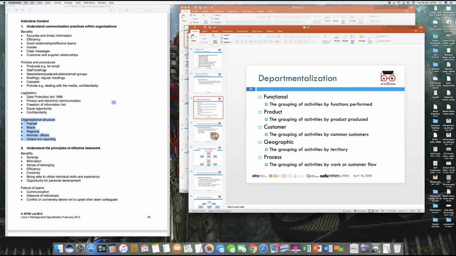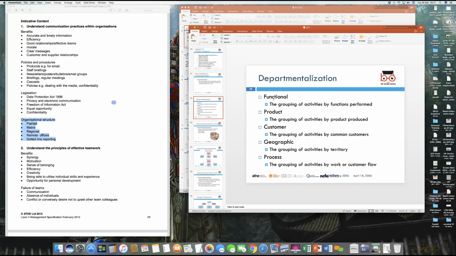Is that okay? Yeah. Customer would be, again, grouping by customer activities. So when you look at customer services, people on the till, complaints, even the online channels, they'll all be grouped together because they are customer facing. That means at some stage in their day-to-day routine, they will essentially be dealing with the customer directly.